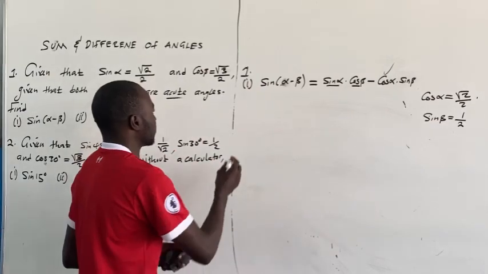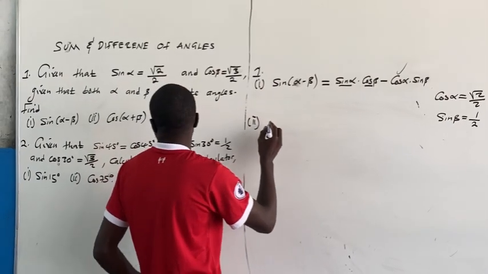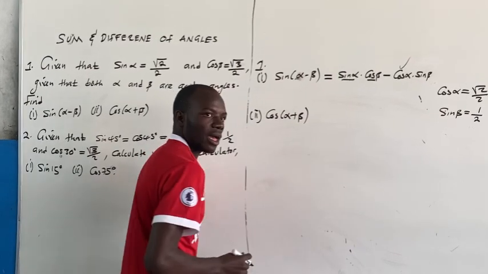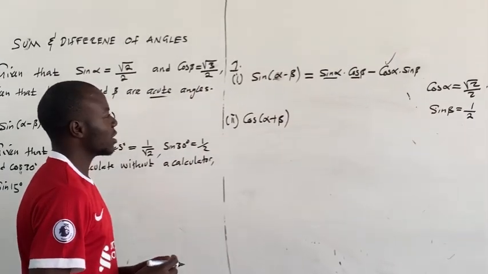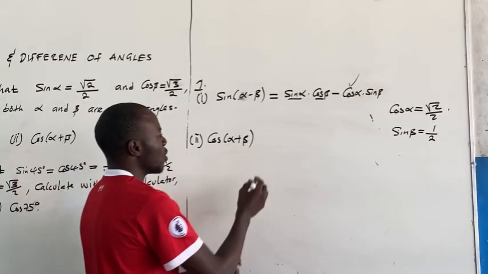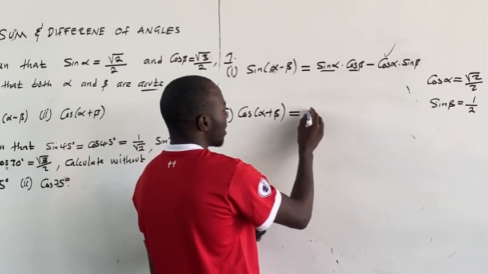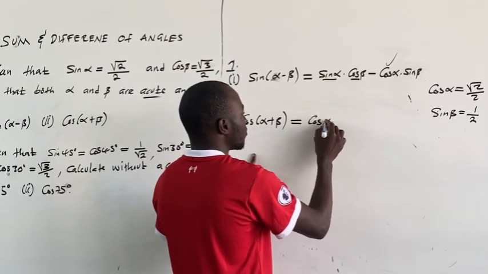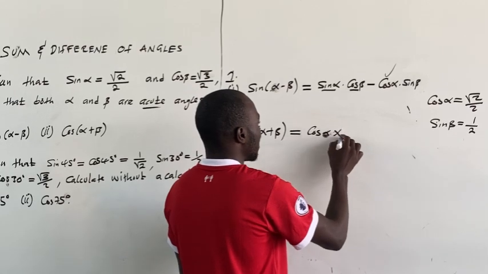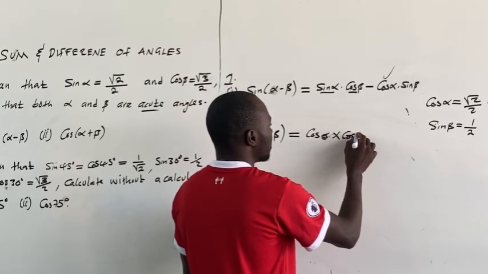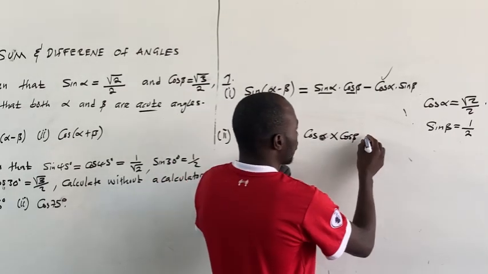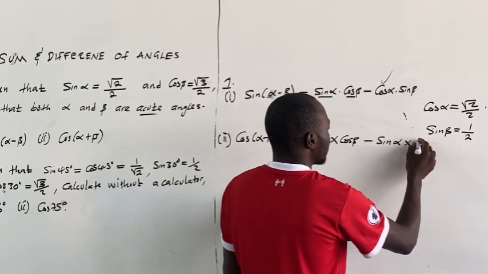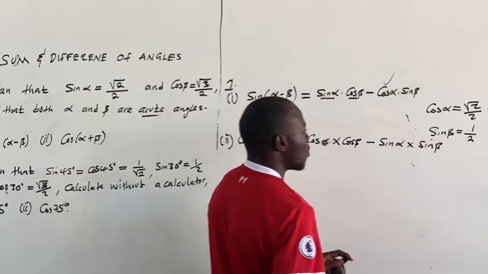The next one is question 2. Question 2 wants us to find cos of alpha plus beta. Again, to find that expression, if you don't know those equations, it will be hard for you. So what did we say here? This one is expanded in this way: cos alpha times cos beta, and when you have plus here, it changes to minus, sine alpha times sine beta. We'll find all of these.